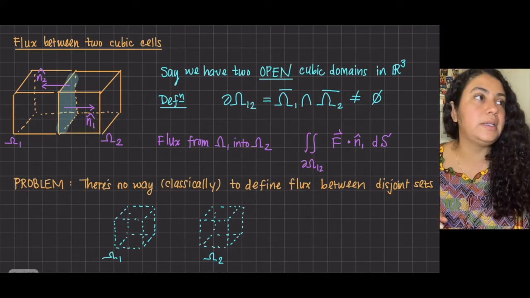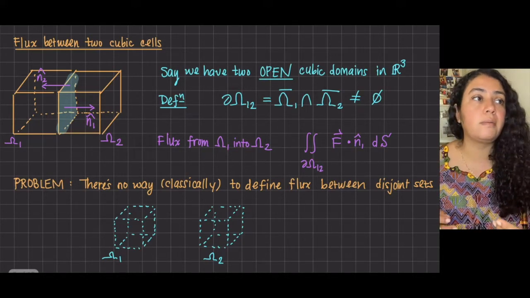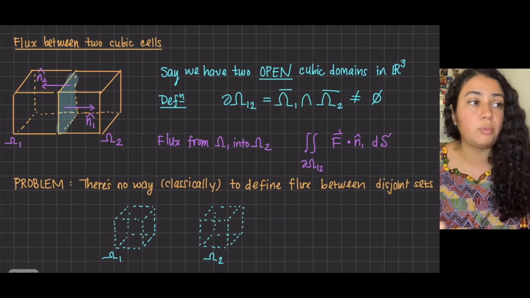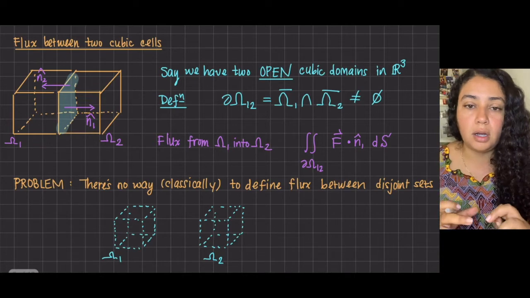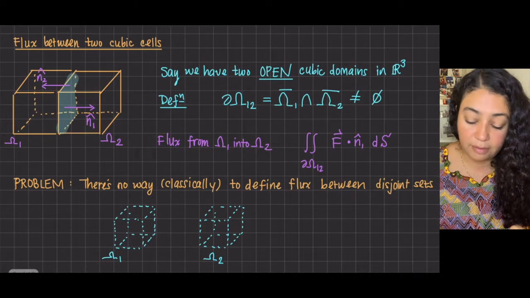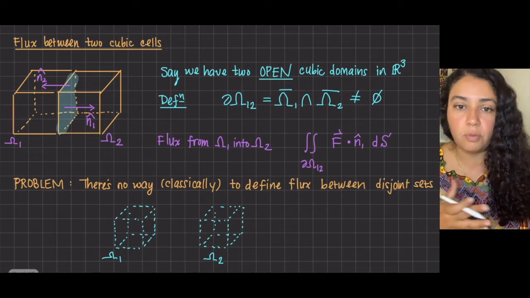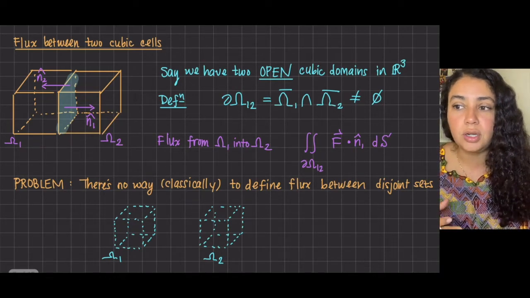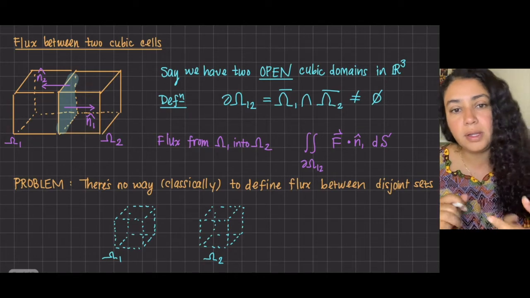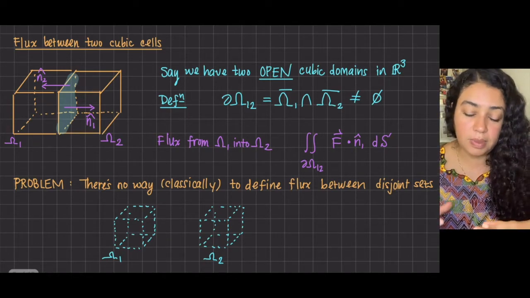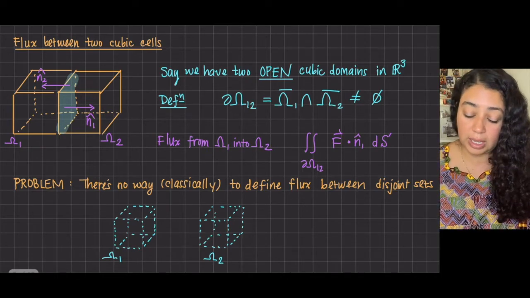Now the problem is, at least in this framework, there's no way to define flux between two disjoint sets. If omega 1 and omega 2 have an empty intersection, I cannot really define the flux from 1 to 2, and I can't really capture how what's happening in omega 1 is affecting omega 2. And in some situations, you don't need that, right? They might be too far away and you don't need that.